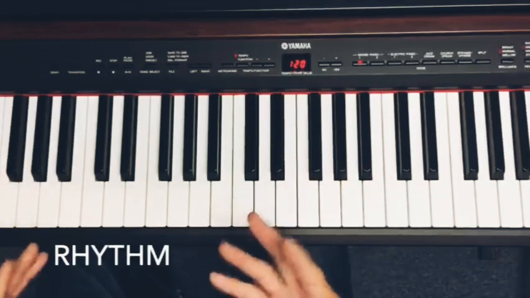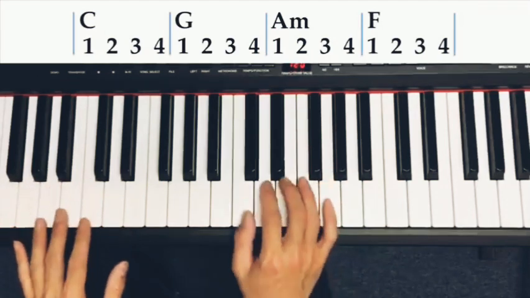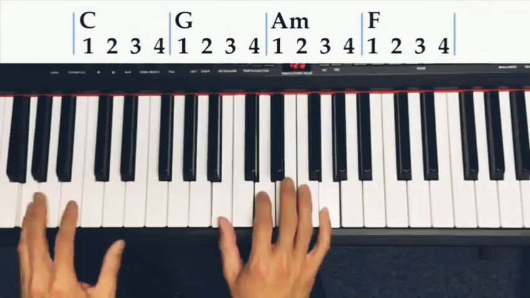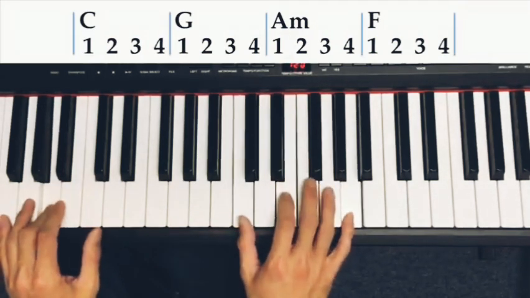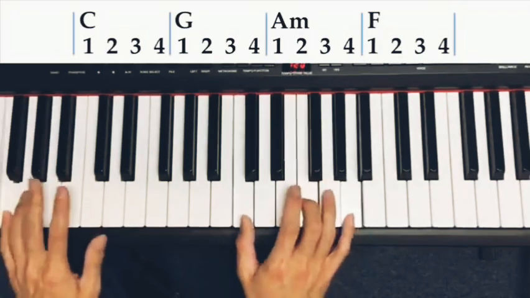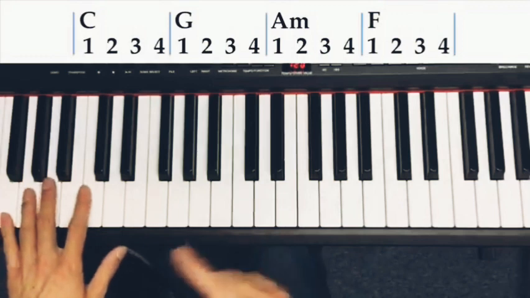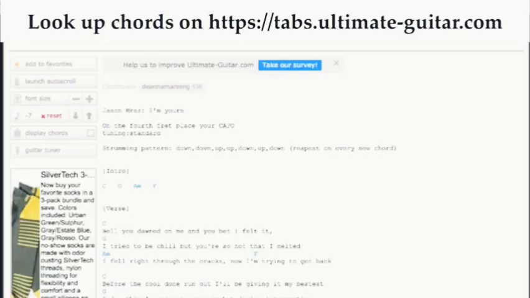Most songs are in 4/4 time, or 4 beats per measure. So you can just do a very basic rhythm pattern, which is 1, 2, 3, 4, 1, 2, 3, 4, and your left hand is just holding notes for 4 beats. But that's it. You can now look up any song online, and if they have chords, you can read them and start playing and singing at the same time.